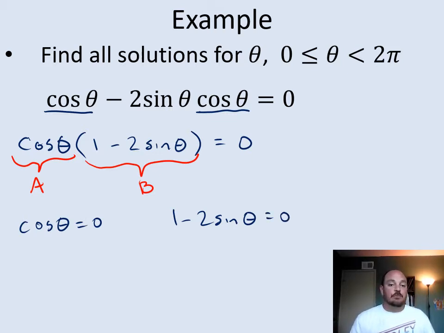Now the first one is already ready to solve. If cosine theta equals 0, then from the unit circle, theta could be pi over 2, or 3 pi over 2. Now the second one we need to isolate first.